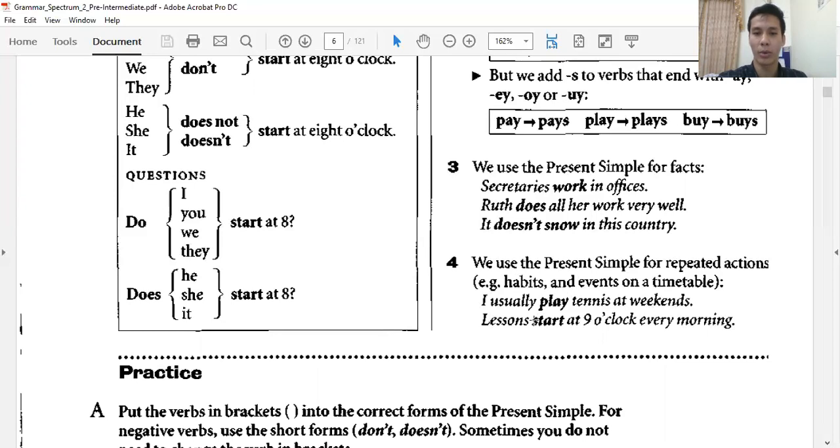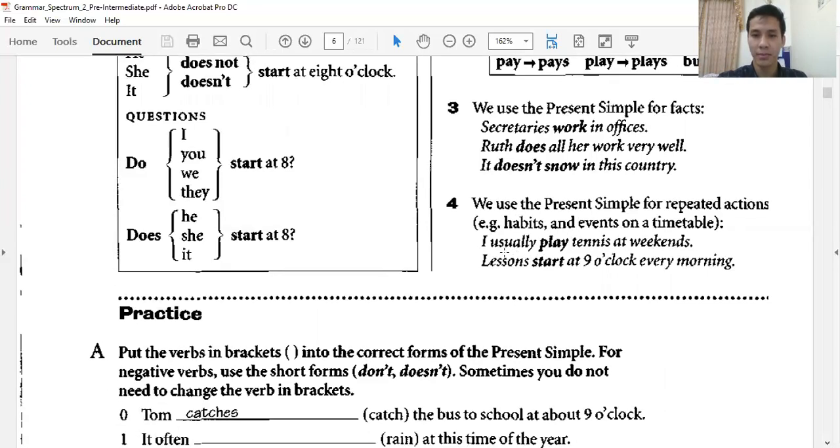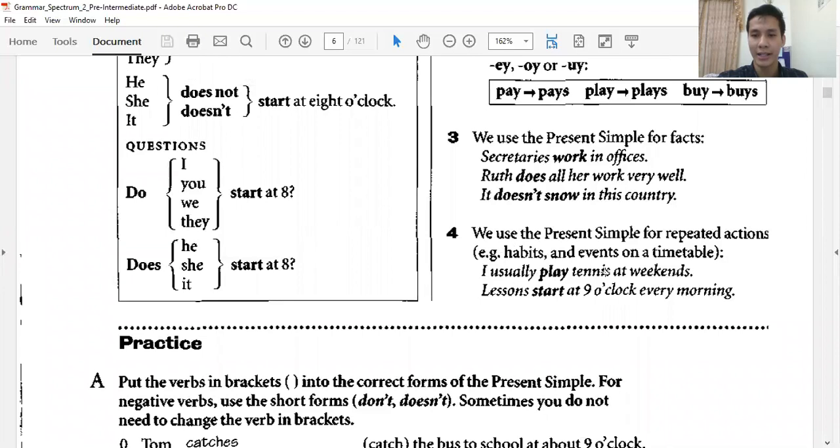For example, number 1, the first one, I usually play tennis at the weekends. That means every weekend. Not all the weekend, but usually at the weekend. I play tennis at the weekend. See? So that means, for example, from Monday to Friday, I work, and then at the weekend, Saturday or Sunday, I go to play tennis.